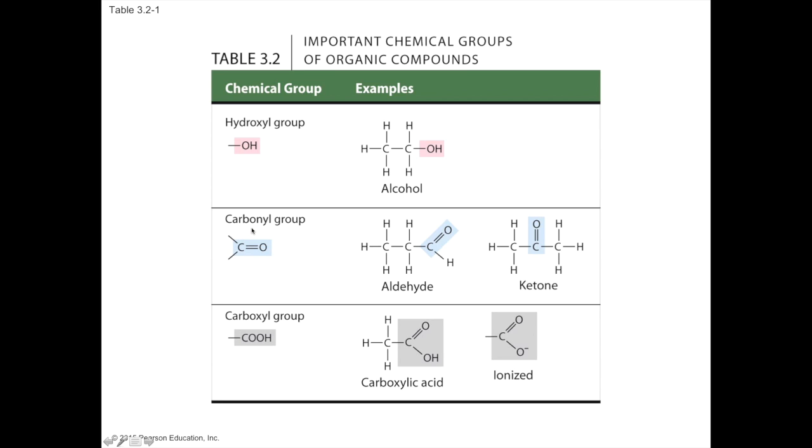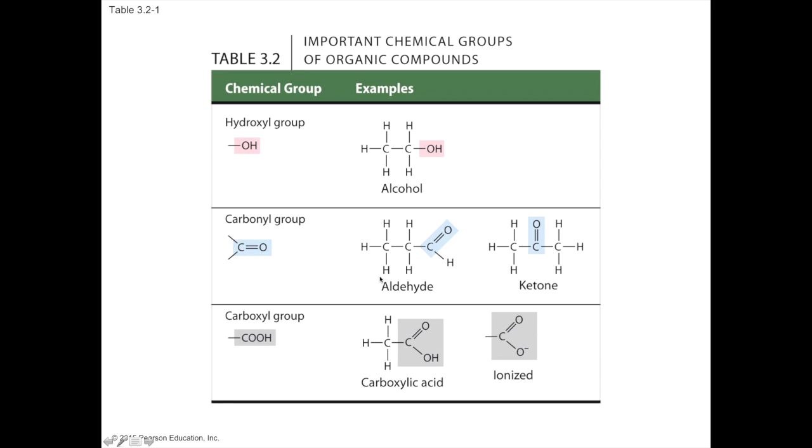The carbonyl group, we'll find in aldehydes and ketones, will be carbon double bonded to an oxygen. Now, if it's on the end of a structure, then it's an aldehyde. If it's in the middle, it's a ketone. So location, location, location in this aspect. Again, if it's on the end, it's an aldehyde. If it's in the middle, it's a ketone.